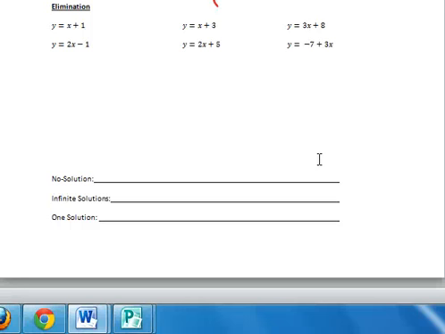Welcome to part 2 of solving systems of equations. This time we're going to focus on the elimination method. When we say elimination, what we want to accomplish is to add these two equations together and eliminate one of the variables. It does not matter which variable we eliminate, but we want to eliminate one.